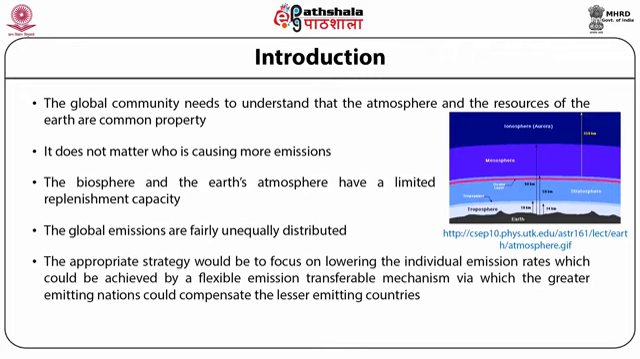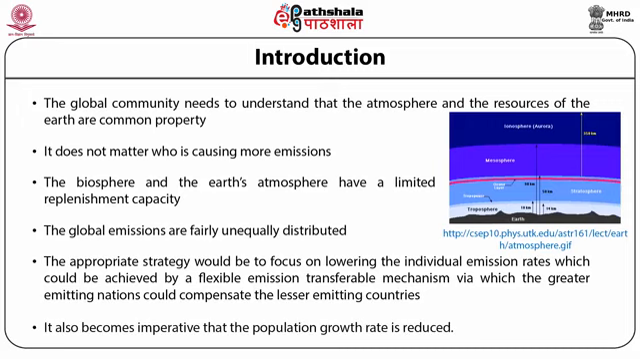The appropriate strategy would be to focus on lowering the individual emission rates. This could be achieved by a flexible emission transferable mechanism via which the greater emitting nations could compensate the lesser emitting countries. This would encourage global emission reduction rates. At the same time, it also becomes imperative that the population growth rate must be reduced.